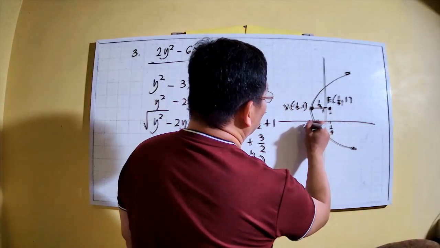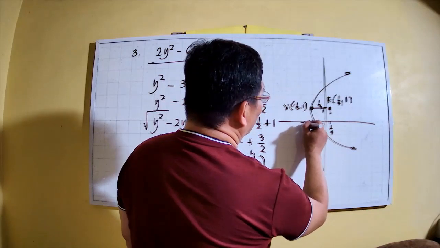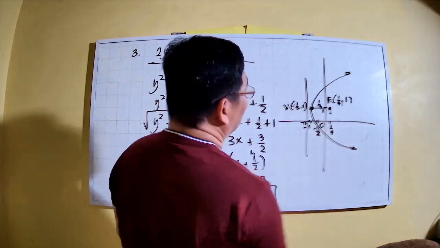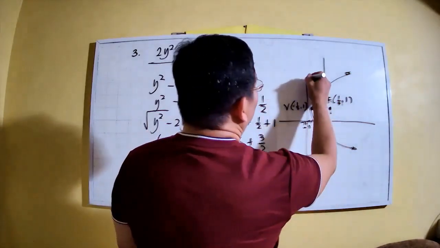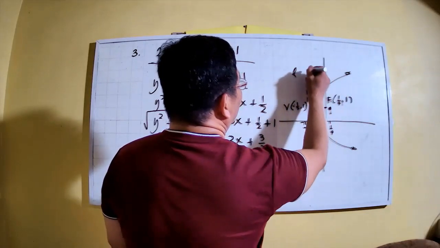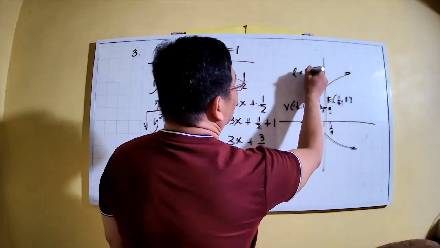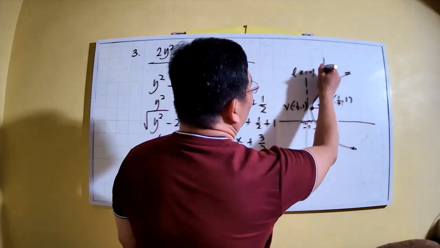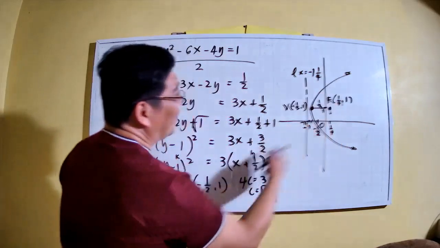Tapos yung directrix, this is 1 half. Somewhere here is negative 1 and 1/4. So, ito yung directrix niya. Directrix is x is equals to negative 1 and 1/4. Kasi nga 1 half eh.